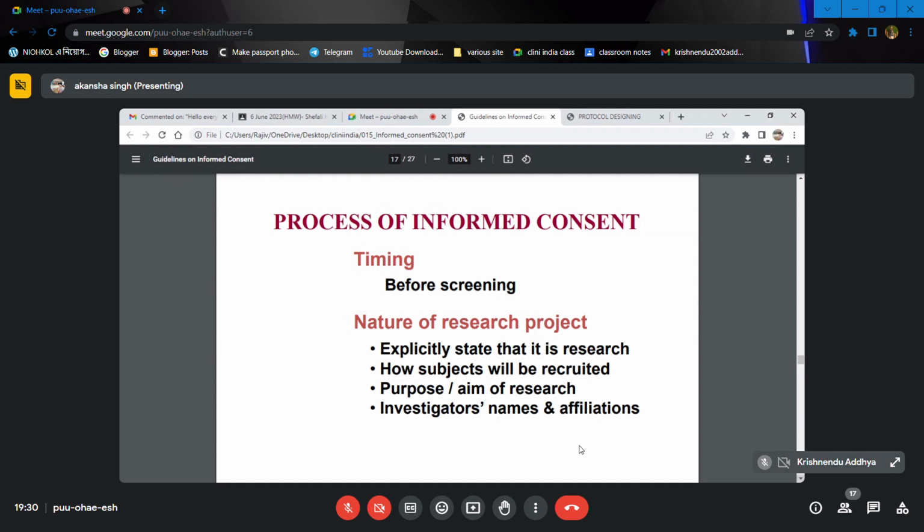Before making a plan, saying this is the way I am going to recruit the patient, you have to get approval from the ethics committee also. Now, the purpose and aim of the research should be very clear: what is the purpose, why we are going to conduct the study. For that we have the protocol written. The investigator's name and credentials have to be preserved in this process.